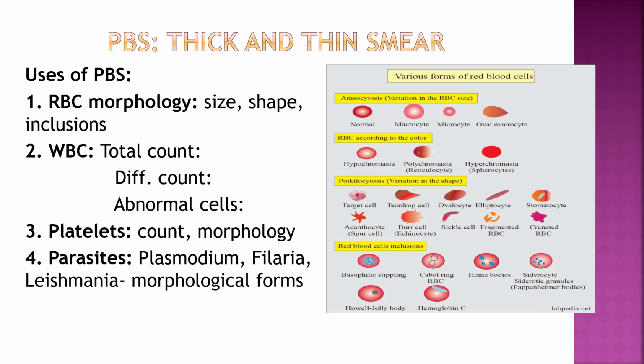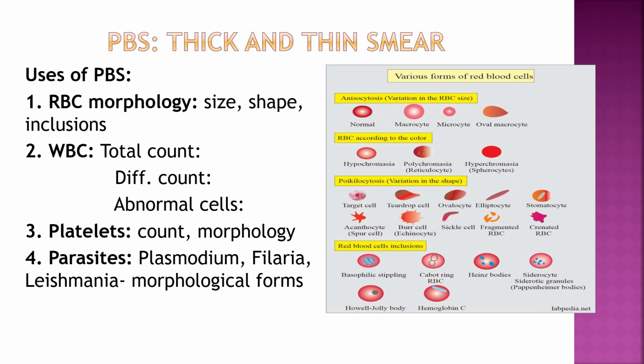First is RBC morphology. We can see size, shape and inclusions present in the RBCs. Here are a few examples. Size variation can be bigger RBCs, macrocytes, smaller RBCs, microcytes, oval macrocytes. According to the color of the RBCs, it is hypochromasia if it is pale in color, polychromasia if it is purple in color, or hyperchromasia if they are spherocytes. Then different shapes: target cell, teardrop cell, oval cells, elliptocytes, stomatocytes, pencil shape, sickle shape, burr cell.